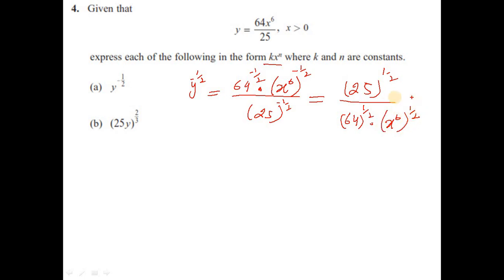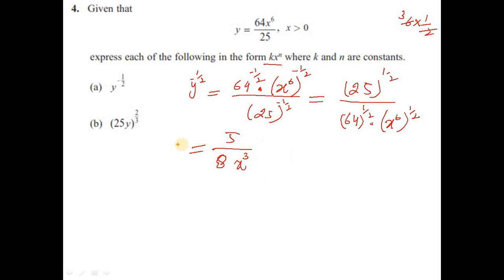Power half means square root, so 25 to the power half, or 25 square root, is 5, divided by 64 to the power half, 64 root, which is 8, and then x to the power 6, whole power half. Power to the power, so the powers get multiplied. So this 6 and this half are basically being multiplied. That means 2 and 3, so x to the power 3.